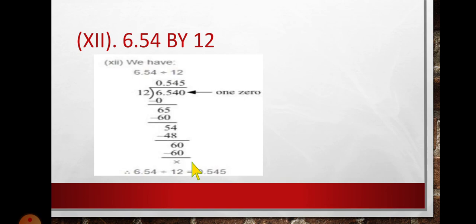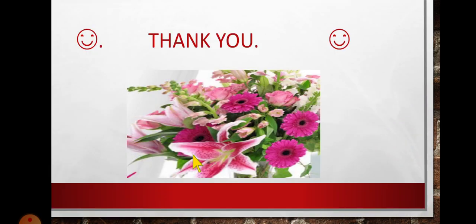So like this, students, when you have fewer numbers here, then after the decimals you can insert 0 till your division is over. So I hope, students, you understand all these questions, and the remaining questions you do in your homework. Thank you.